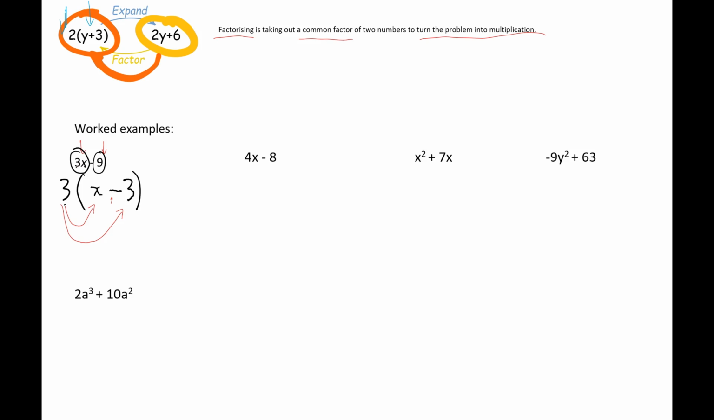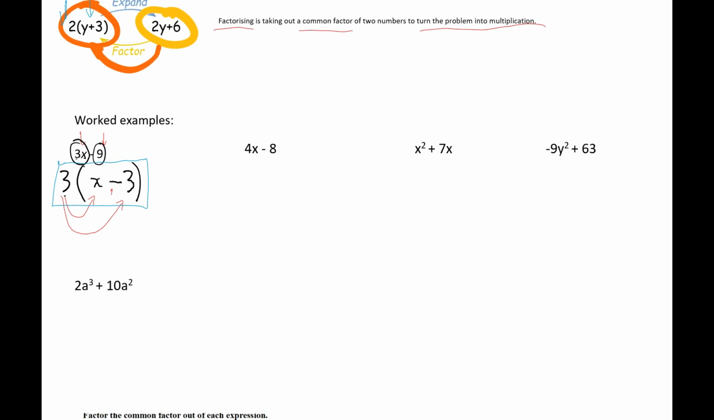The answer to simplifying it is this: 3 bracket x take 3. It's a really important skill because it means that you can turn a subtraction or an addition problem into a multiplication problem. And you can only cancel out when you are using multiplication.